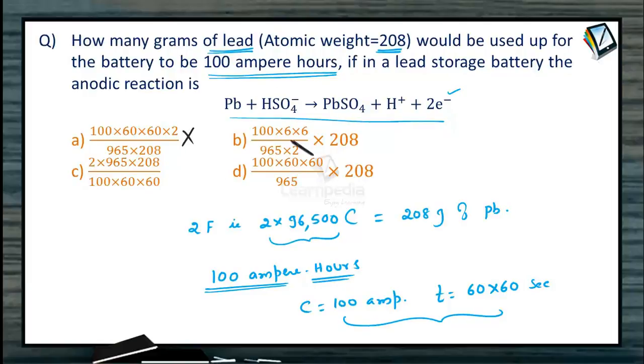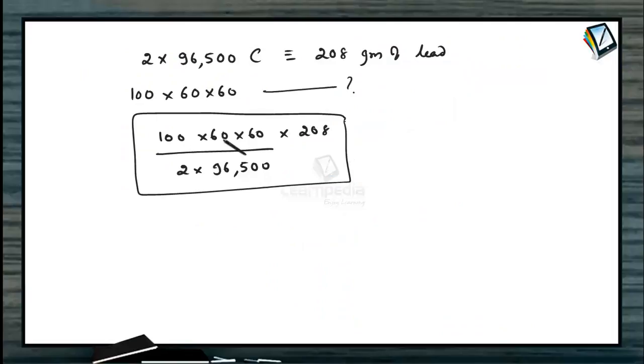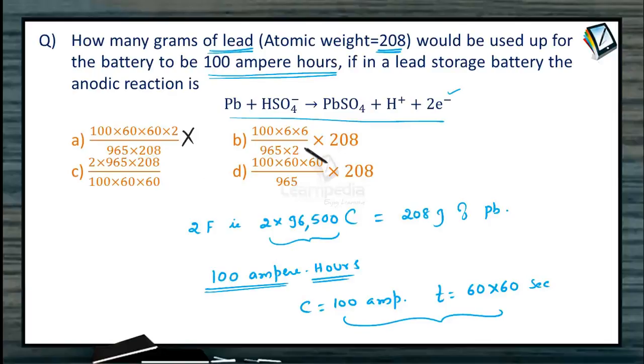Then what about B? We are given 100 into 6 into 6 by 965 instead of 96,500 into 208. And what we got is 100 into, instead of 6 and 6 as given in option B, we have 60. And in the denominator, if you observe, we have 96,500. Let us remove this. So what is left over here? 100 into 6 into 6 by 2 into 965 into 208. That is exactly what is given in option B: 100 into 6 into 6 into 208 by 965 into 2. So therefore B is the right answer.